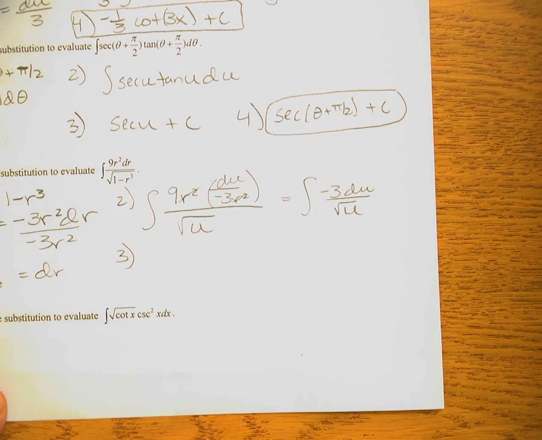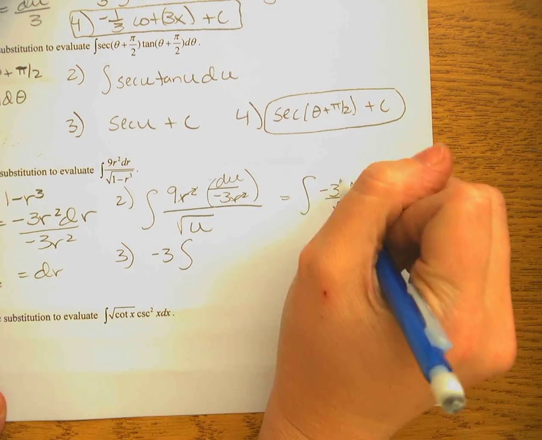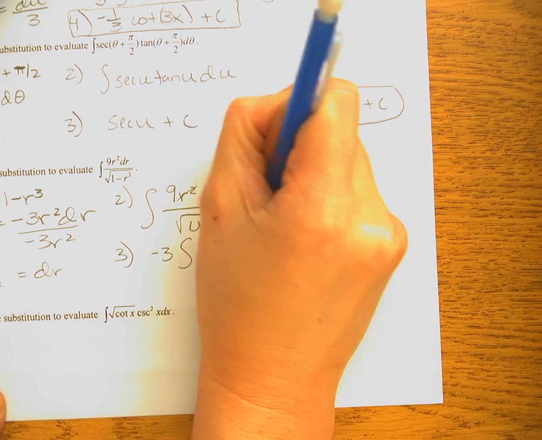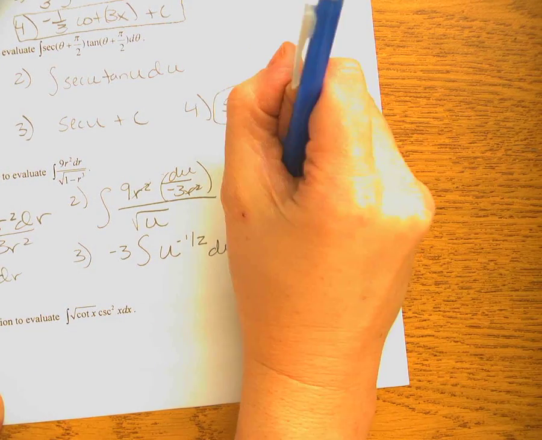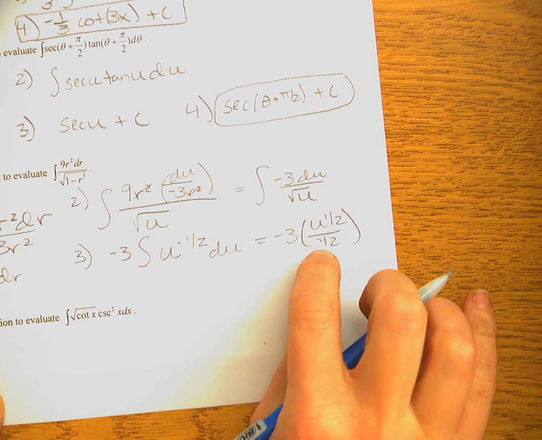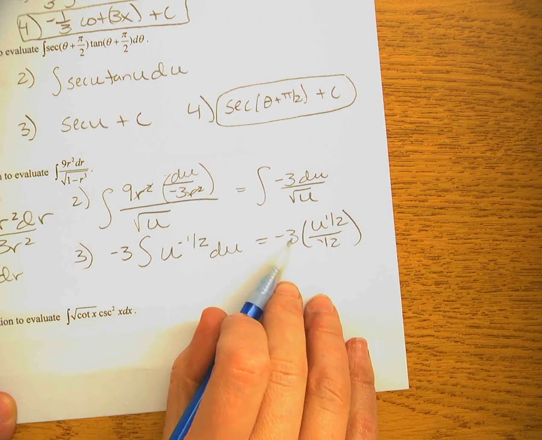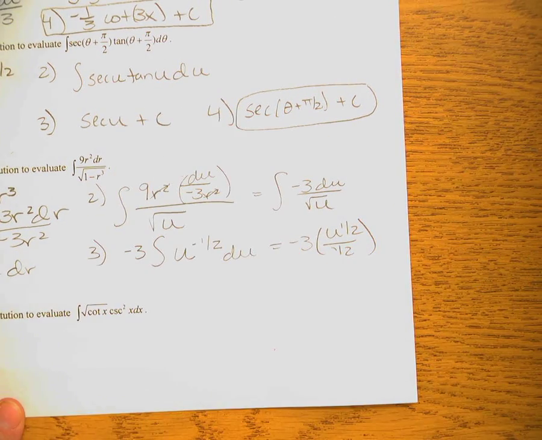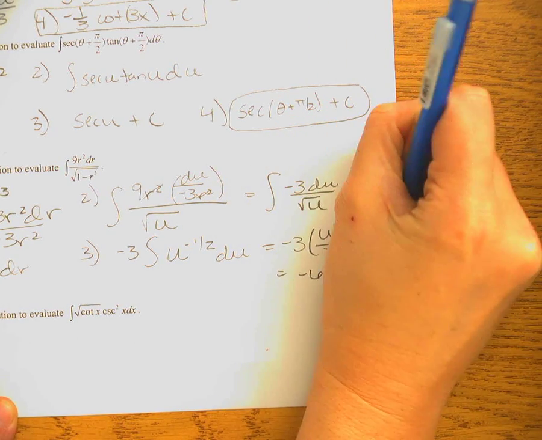Okay, so the third step is integrate, which, you know me, I like pulling the constant out. And then I don't like dealing with radicals, so I'm going to change that to u to the negative 1/2 du. And so that's going to be negative 3 times u to the 1/2 divided by 1/2 using the power rule there. And dividing by 1/2 is the same thing as multiplying by 2. So that basically becomes negative 6. So this is equal to negative 6 u to the 1/2 plus a constant.